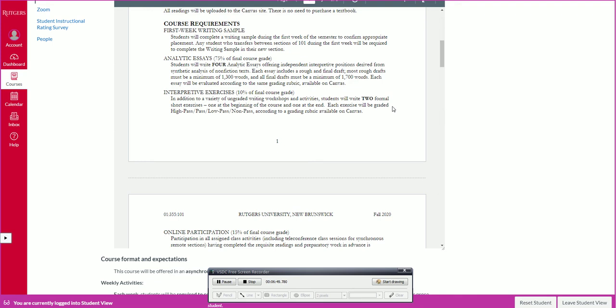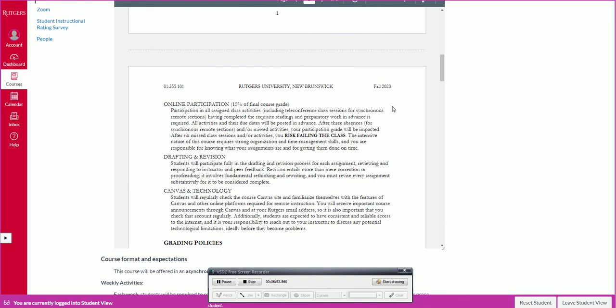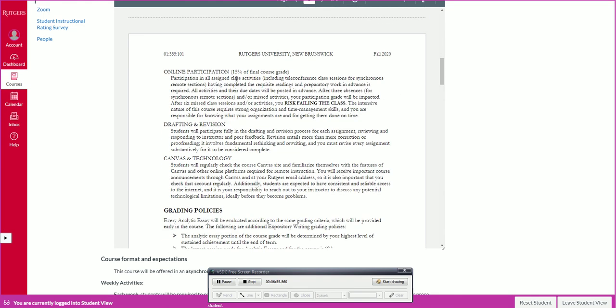Okay, and then online participation. Okay, so doing the activities, doing the discussion posts, right? That's important because that's kind of all we have in the asynchronous mode, right? So just make sure you're doing that. And yeah, there are no classes to miss, so this part doesn't apply. So don't worry about that.